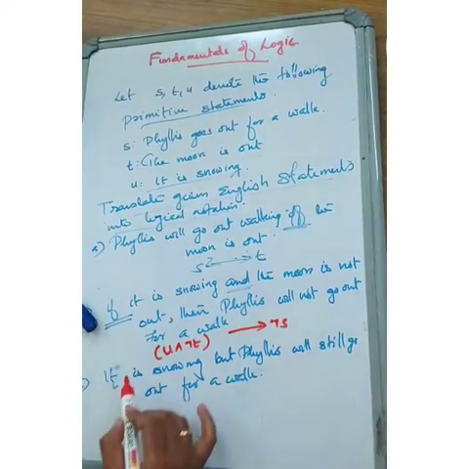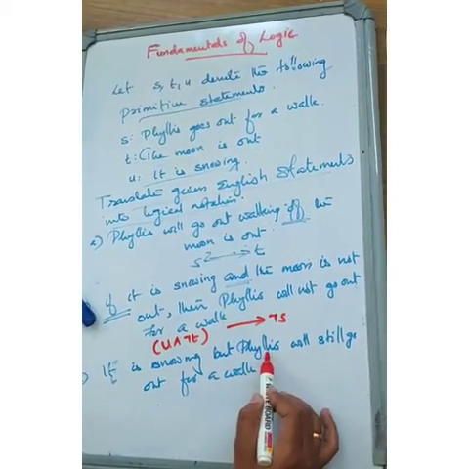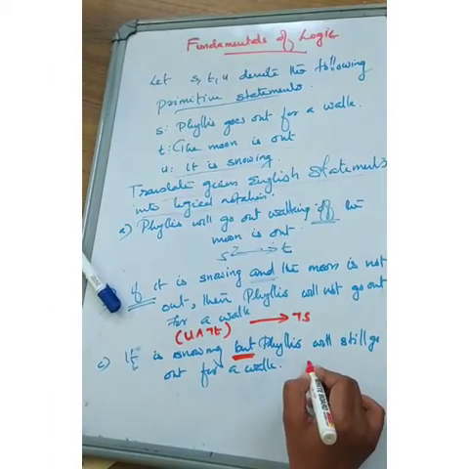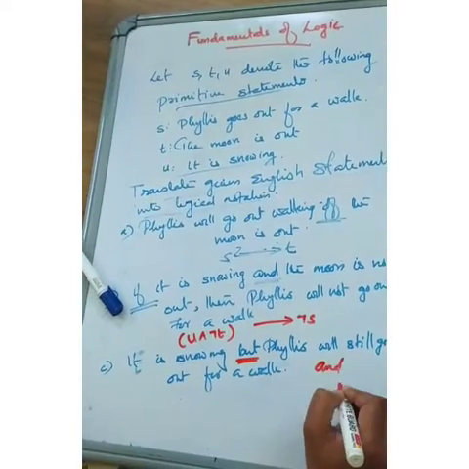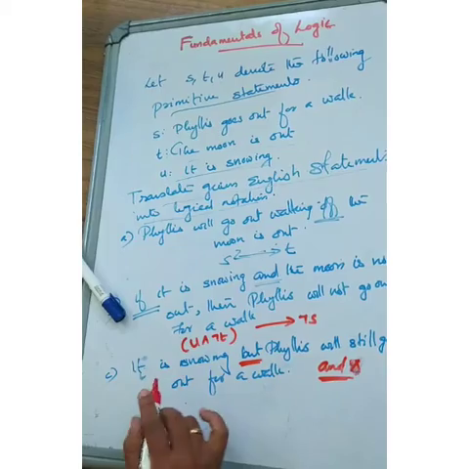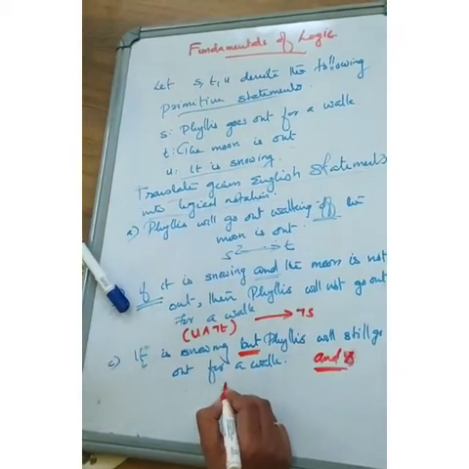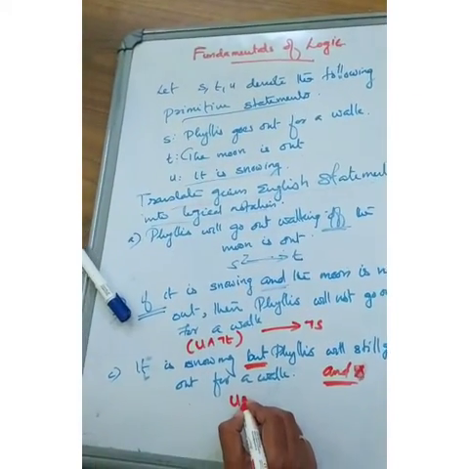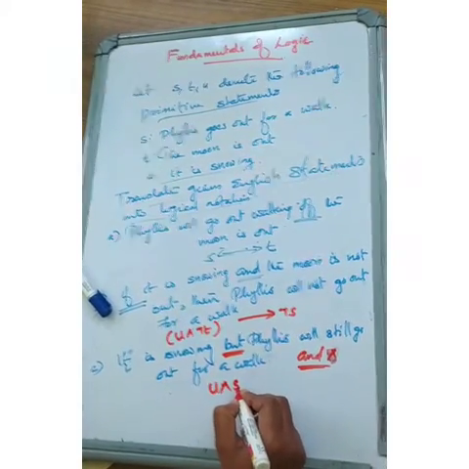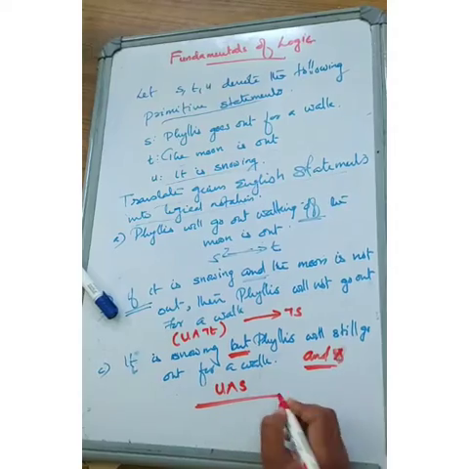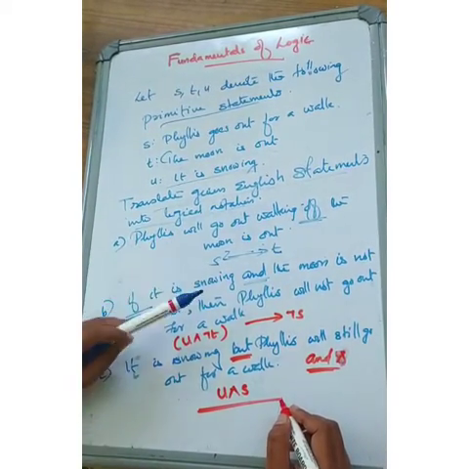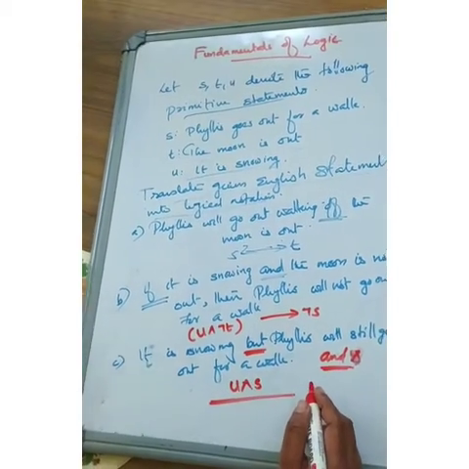The next is, it is snowing but Phyllis will still go out for a walk. In logic, but has the same meaning as and, so we are using and for that. It is snowing is U, and Phyllis will still go for a walk is S. U and S. So this is how we are changing English statements into logical notation.